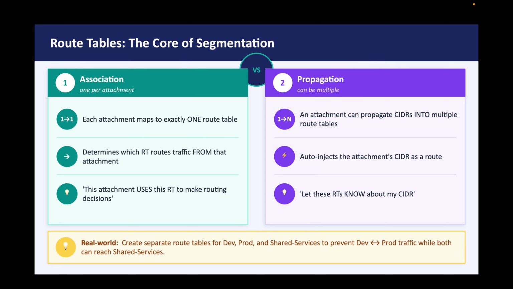The last point is the real world pattern. Dev VPC, prod VPC, shared VPC. Three separate route tables. Dev and prod only see the shared service in their route table, not each other. Like we have set up some resources in the dev VPC and some set up in prod, and we have a shared VPC where our logging and monitoring are enabled. Dev knows the shared service, prod knows the shared service, but dev and prod don't know about each other, so they are invisible to each other.